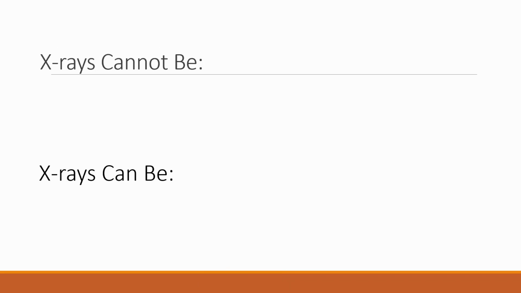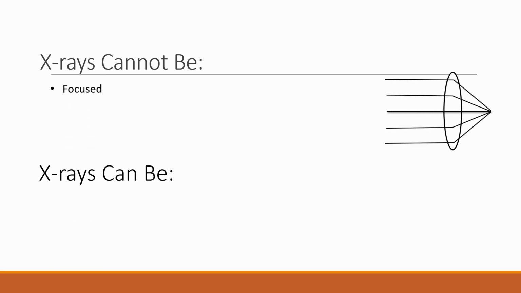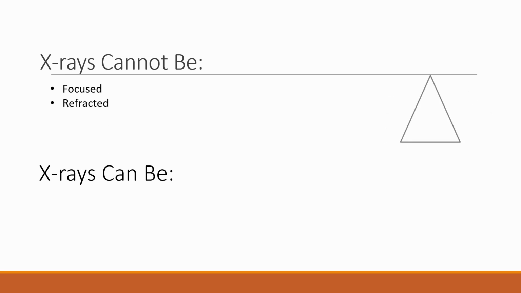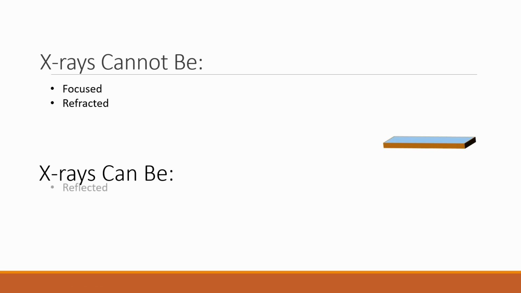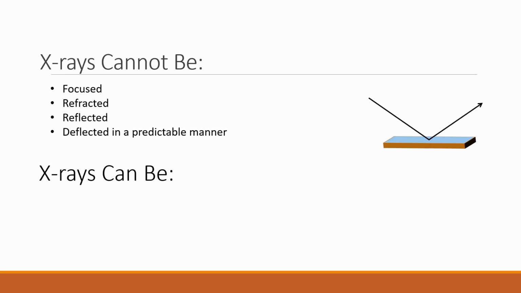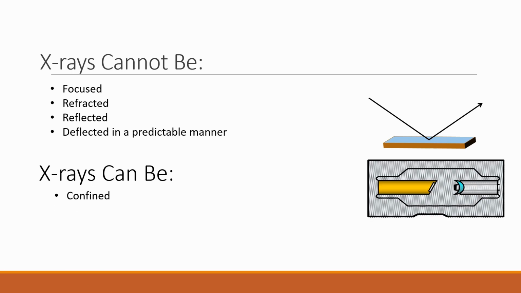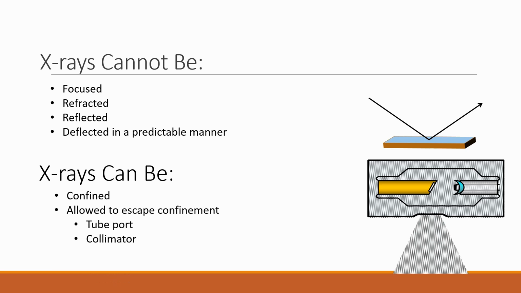X-rays cannot be focused, refracted, or reflected, or redirected in any predictable manner. X-rays can be confined by the lead housing and allowed to escape confinement via the tube port. Furthermore, the radiation field is shaped by the collimator.